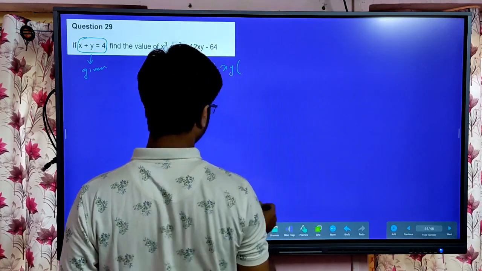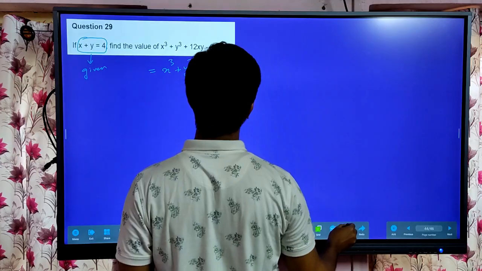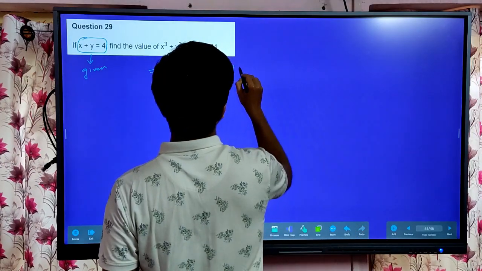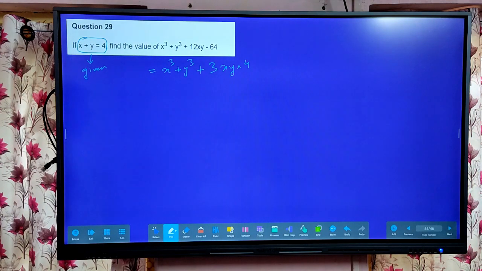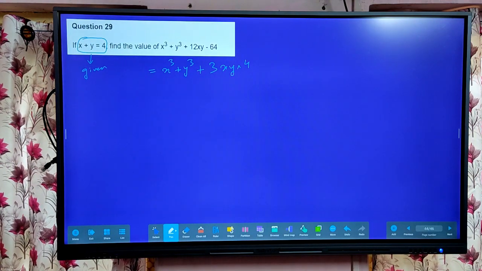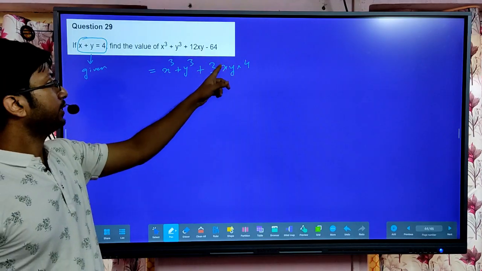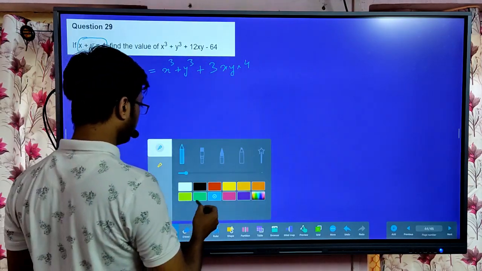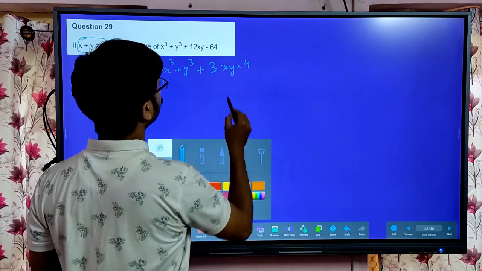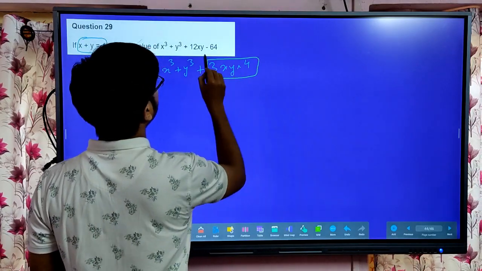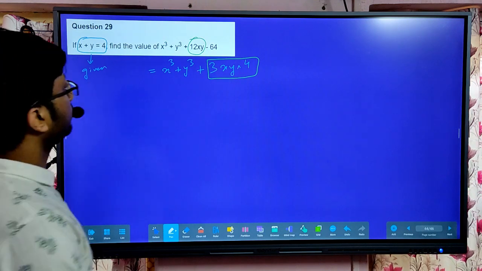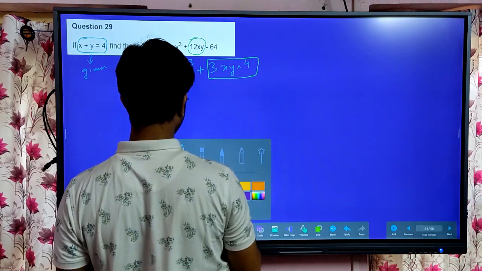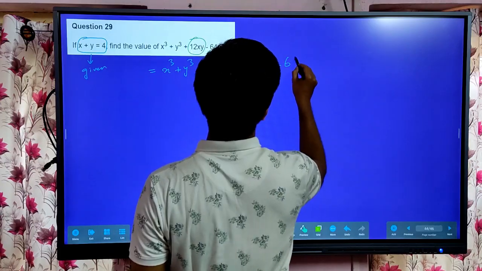3xy. Wait. 3xy into 4. Understood? So 3 4 is 12, then xy, it is coming 12xy now. Please check. It is coming 12xy, isn't it? So minus 64 is separate, I will write minus 64.